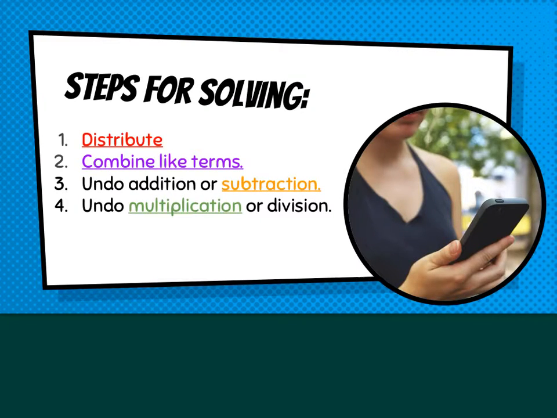Now let's look at the steps for solving multi-step equations. These are equations with multiple terms in them. First, you need to distribute if there are any parentheses in it. Then you need to combine like terms. Then you undo addition or subtraction, and then undo multiplication or division. You'll notice that steps 3 and 4 are the same as just two-step equations, but now we have the added first two steps that we need to do before we get to that point.